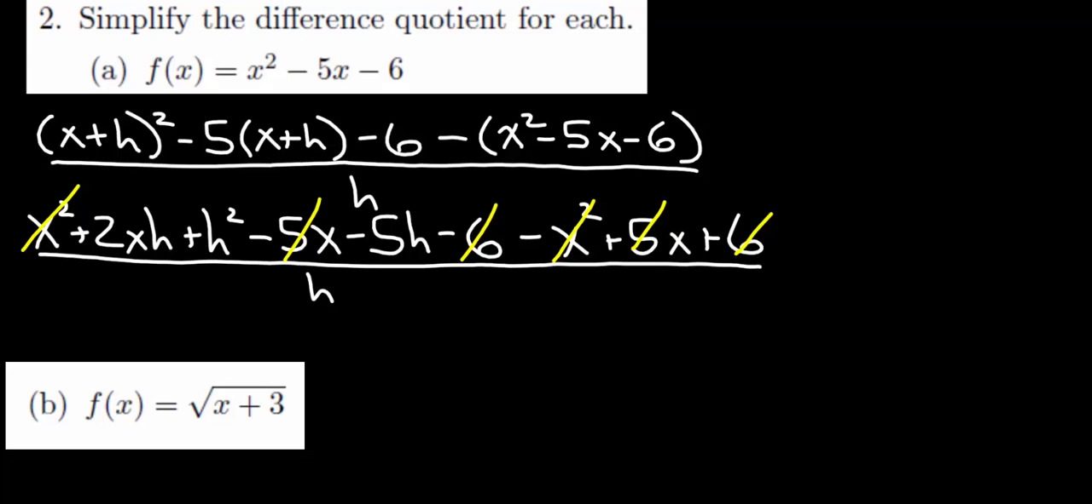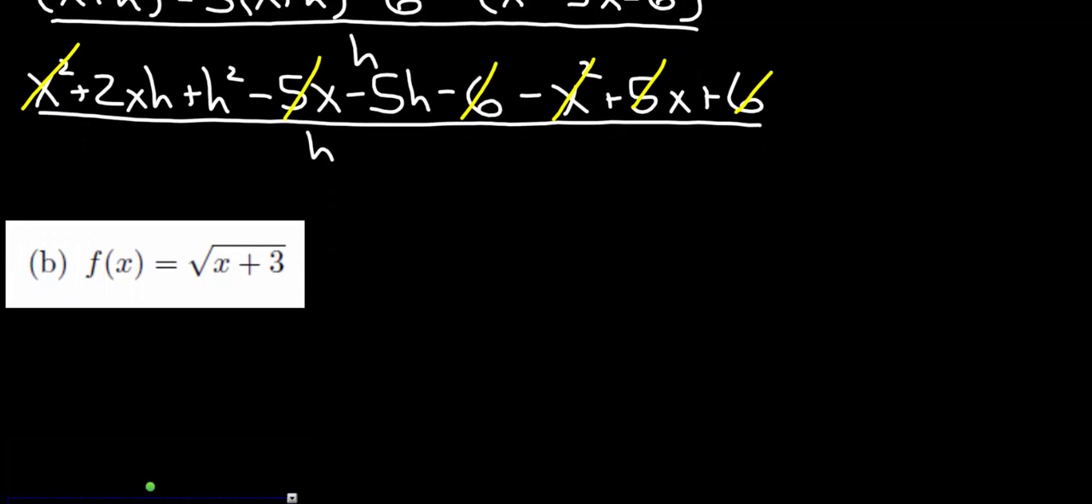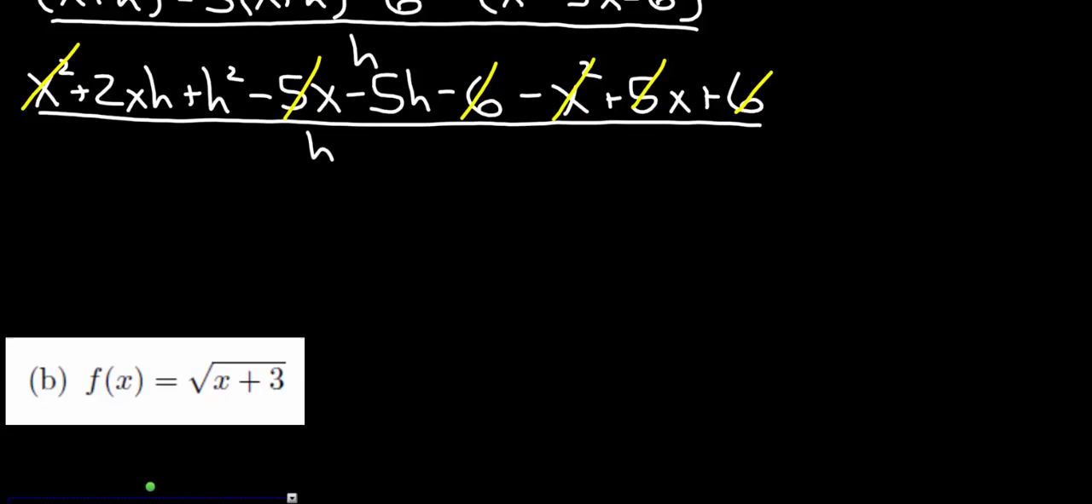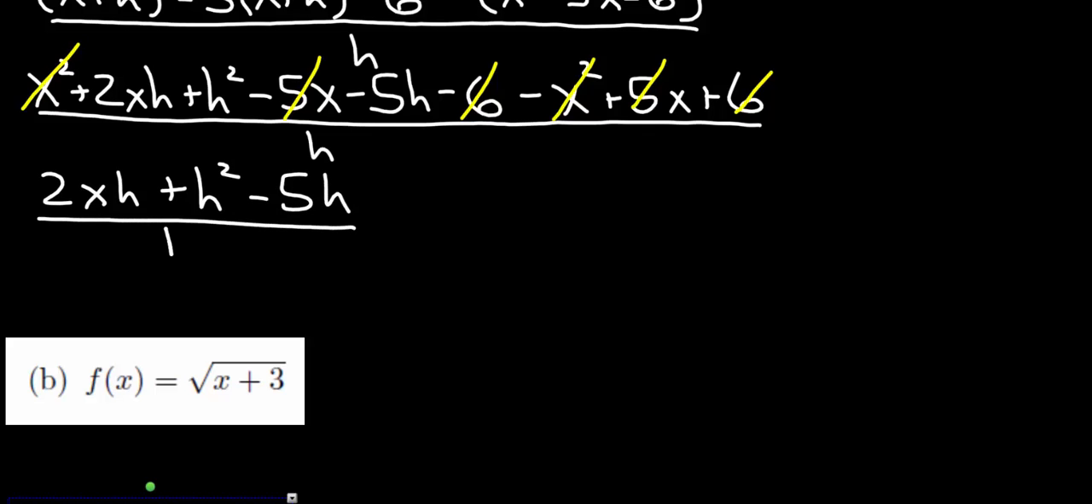Okay, now let's see what we've got. Let me move this down a tad. There we go. So now let's see what we've got. We've got 2xh plus h squared minus 5h. Man, that's a lot simpler, right? Factor out the h.